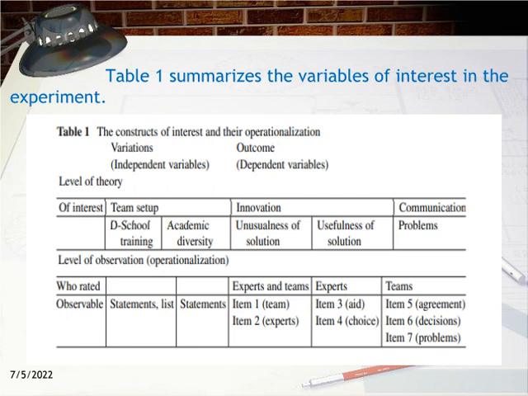Under innovation, the first component is unusualness of solution, which comprises two items or questions: item 1 for the teams and item 2 for the experts. The second component of innovation is usefulness of solution, which comprises two items or questions: both items 3 and 4 for the experts. For communication problems, items 5, 6 and 7 are for the teams to choose the options.